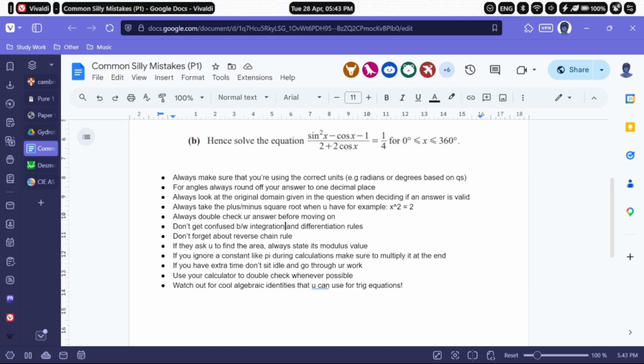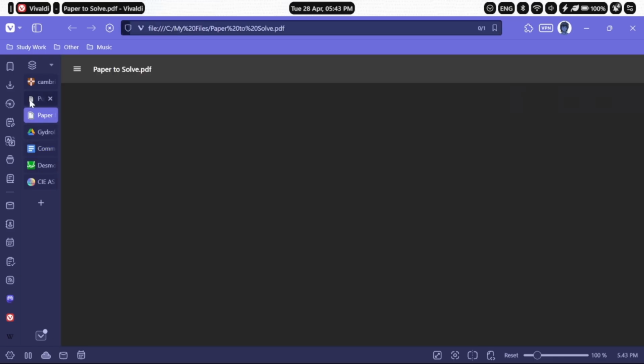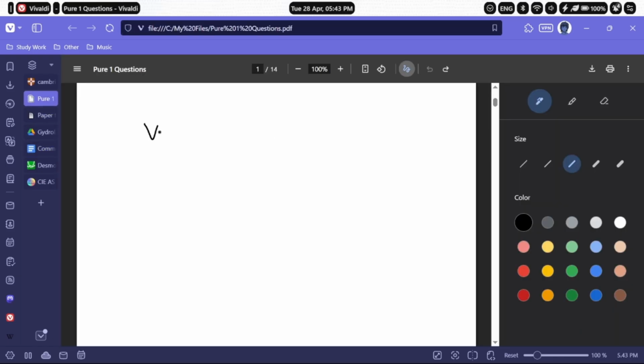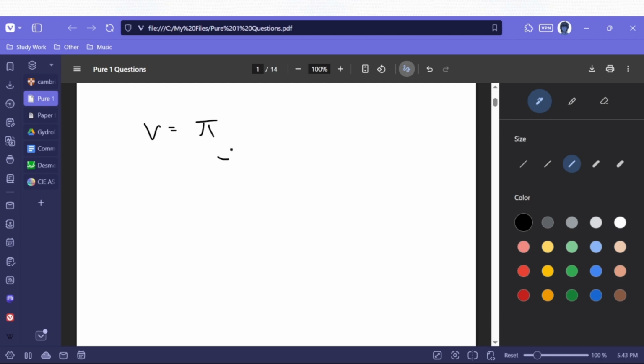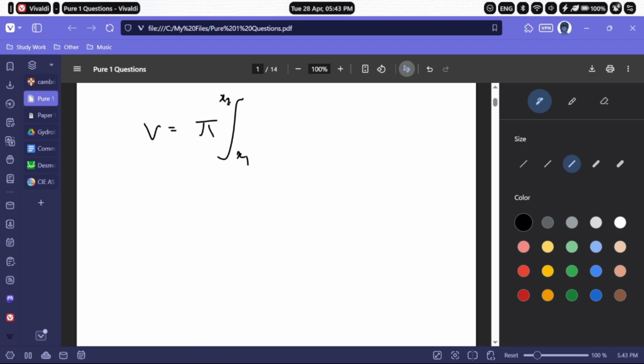If you're multiplying all of your terms by some constant factor, so for example, if you're doing volume of revolution, I'll just write that again. The formula for that is basically pi, integral between some limits, and if you're revolving it about the x-axis, that would be pi y squared dx.